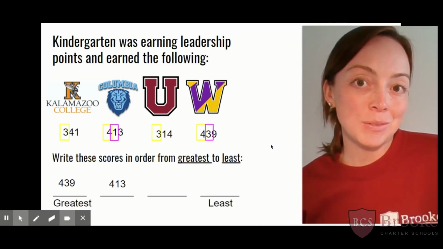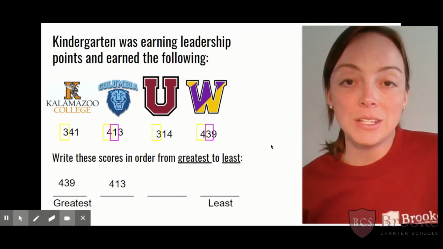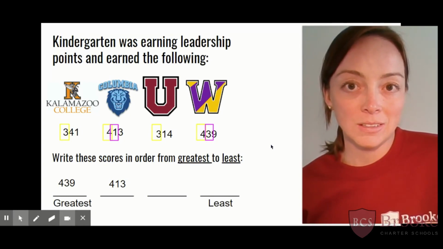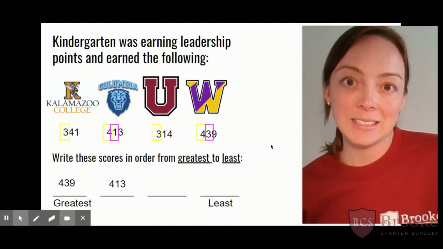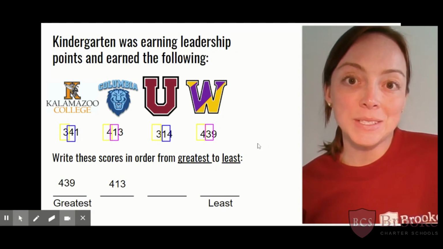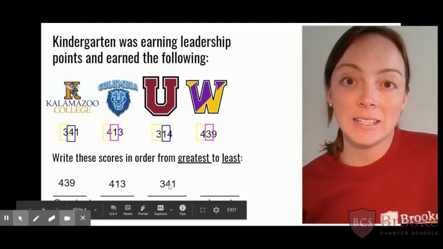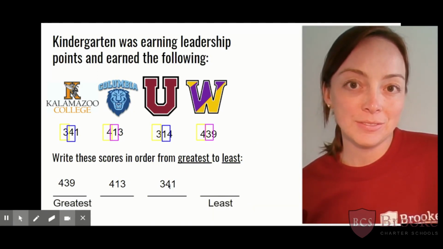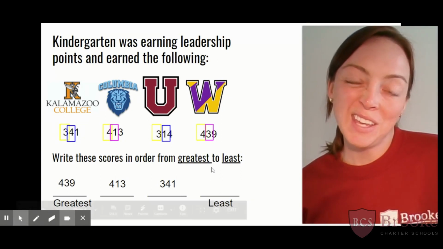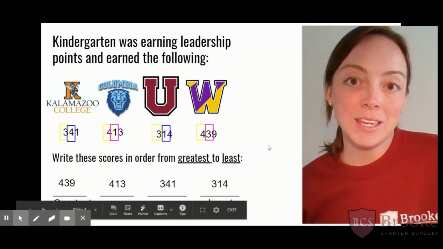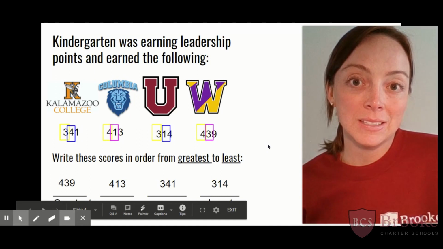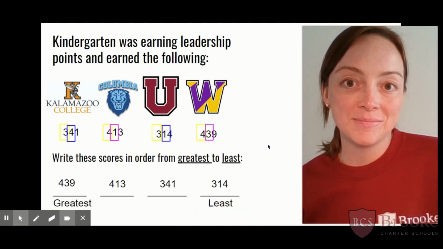So what about the remaining two classrooms, Kalamazoo and Union, with 300? Who has more tens? That's right, Kalamazoo. Kalamazoo came in third place because they have 4 tens. How many tens does Union have? Yeah, they only have 1. So Union came in last with 314 points. We know you can do it next time, Union.